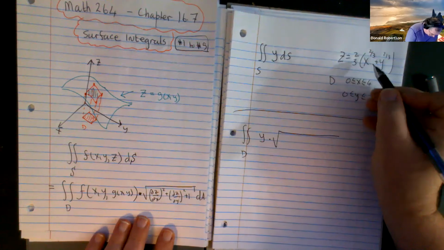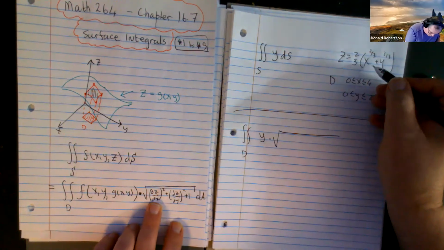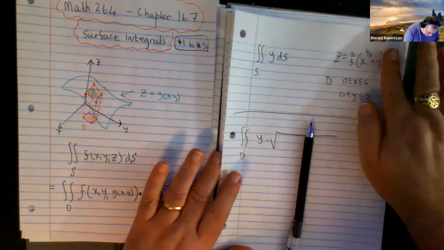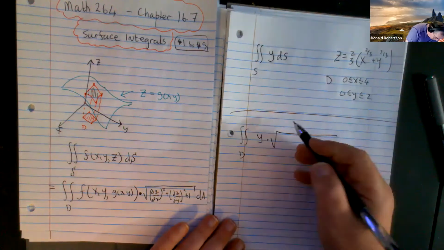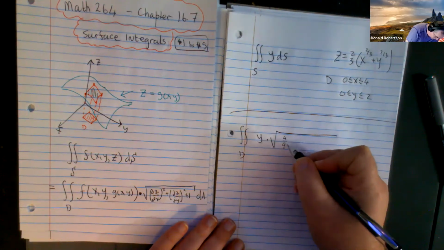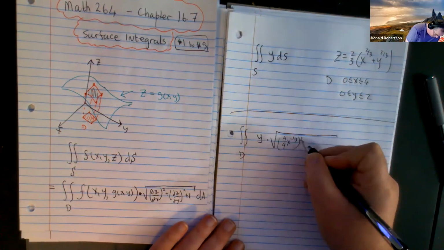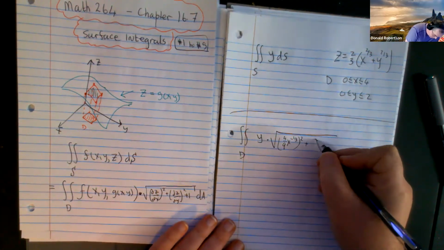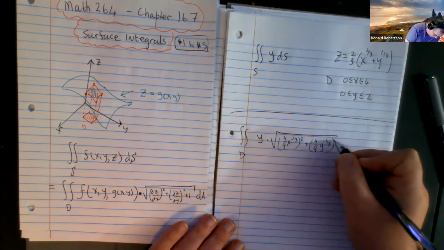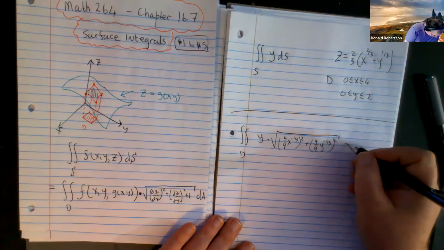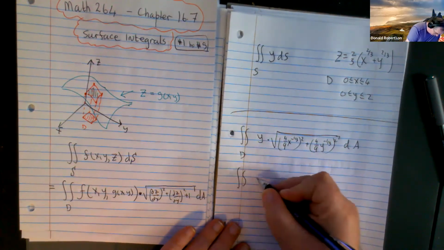the derivative of this fella with respect to x and square it. Right, you don't need that guy, so you're going to get 4/9 x. Okay, let's put that in. 4/9 x to the negative 1/3 and square it, and then you're going to get 4/9 y to the negative 1/3. Now you're going to square it. dA. Yeah, I did not like the looks of this.